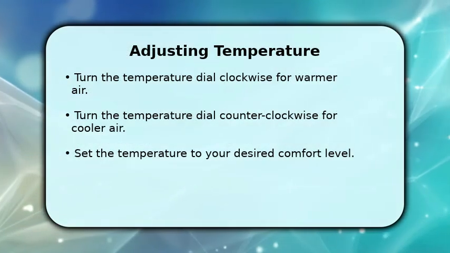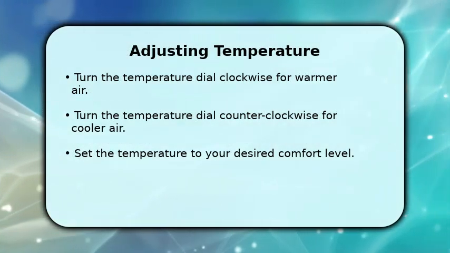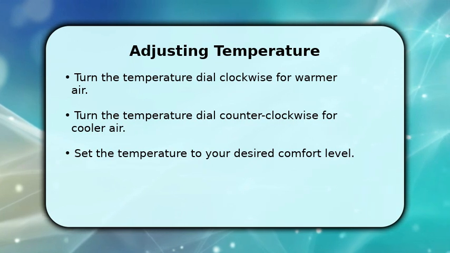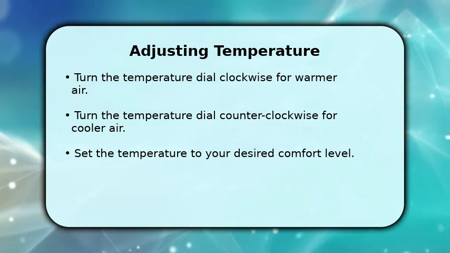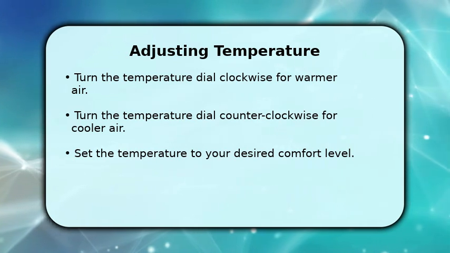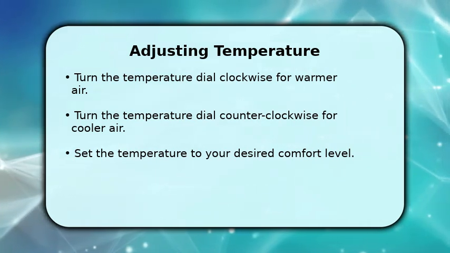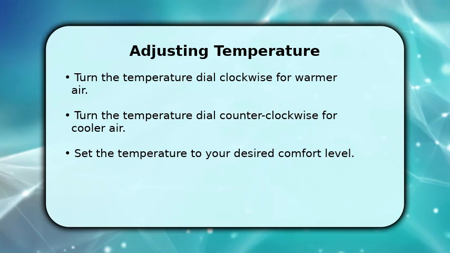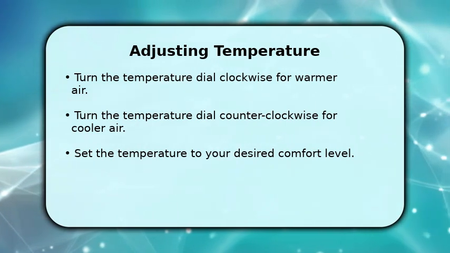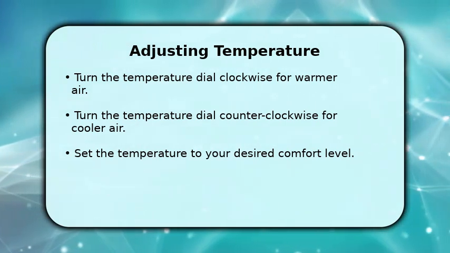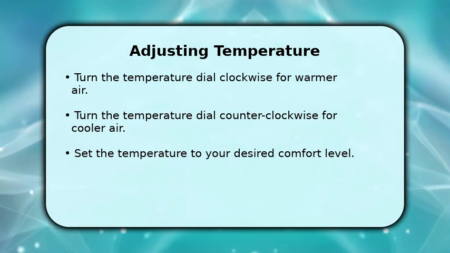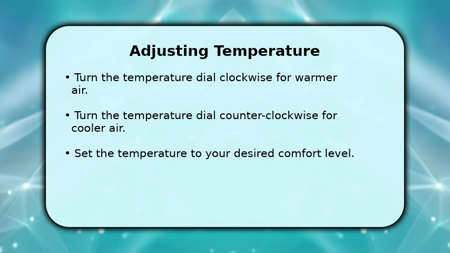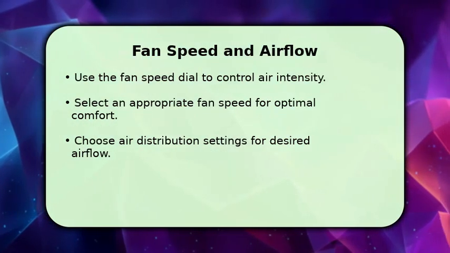To adjust the temperature, find the large dial typically marked with blue and red indicators. Turning it clockwise will increase the heat, providing warmer air throughout the cabin. If you turn it counterclockwise, the air will become cooler. Experiment with the settings to find the precise level that feels just right for you and your driving conditions, ensuring a comfortable journey.